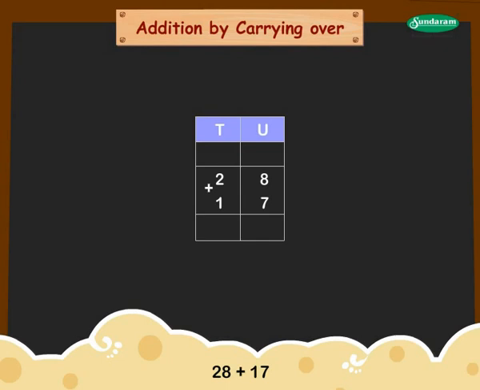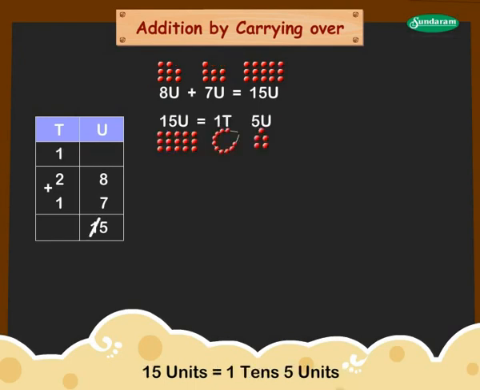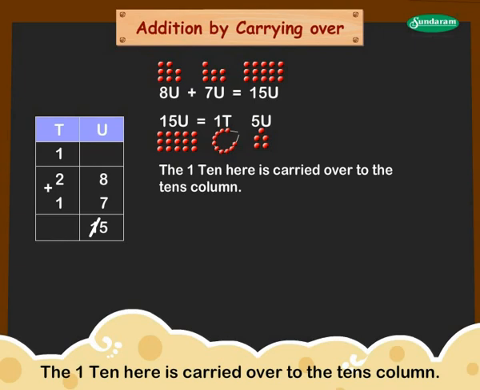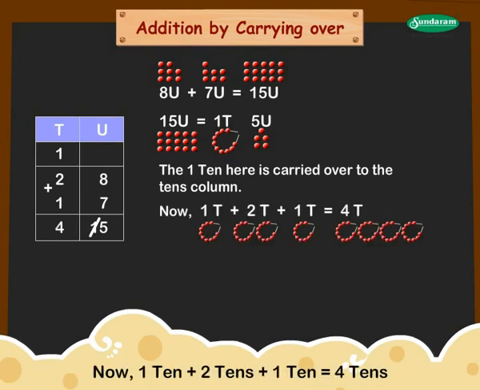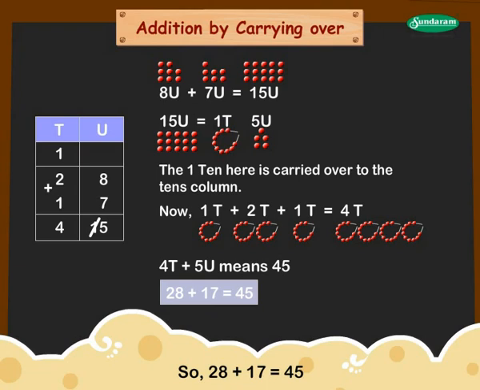28 plus 17. 8 units plus 7 units equals 15 units. 15 units equals 1 ten 5 units. The 1 ten here is carried over to the tens column. Now 1 ten plus 2 tens plus 1 ten equals 4 tens. Thus 4 tens and 5 units means 45. So 28 plus 17 equals 45.